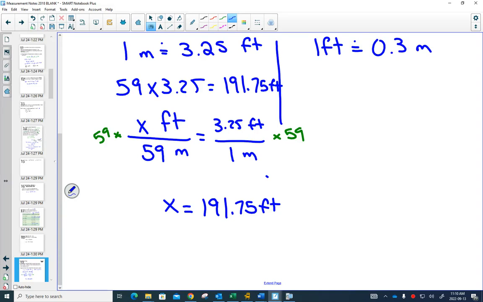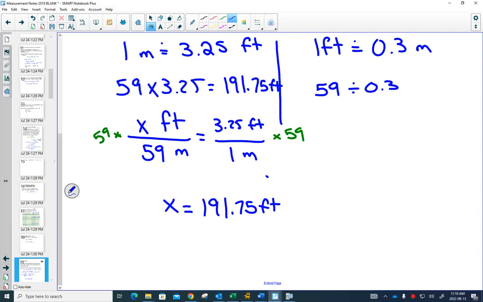Let's say you decided to use the other conversion. You need to get more feet than meters. Should you multiply or divide? Well, if you multiply by 0.3, you will get a smaller answer. So in this example, if you were using the shortcut, you would do 59 divided by 0.3. And notice how much of a difference the answer is.